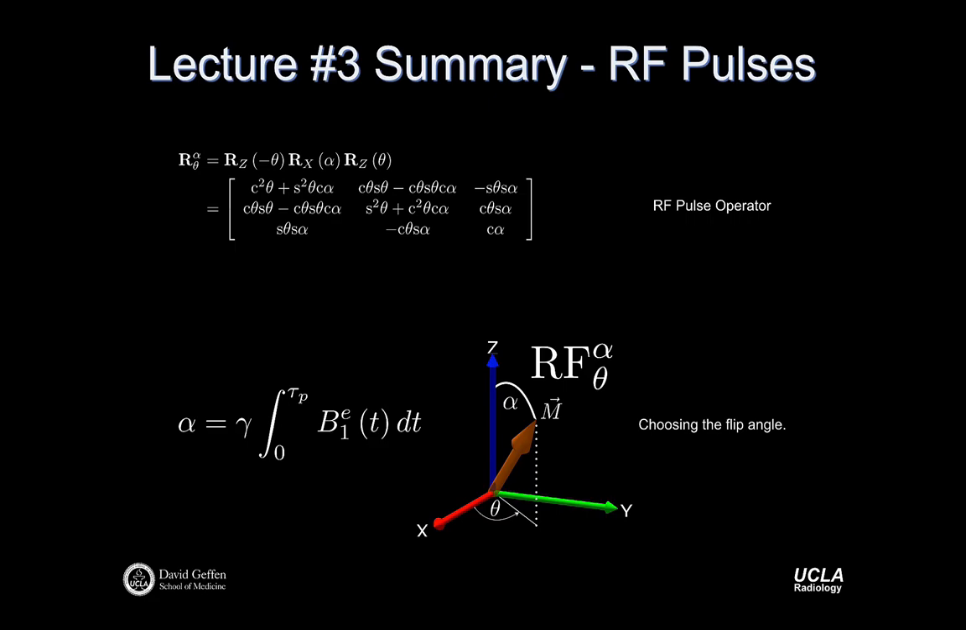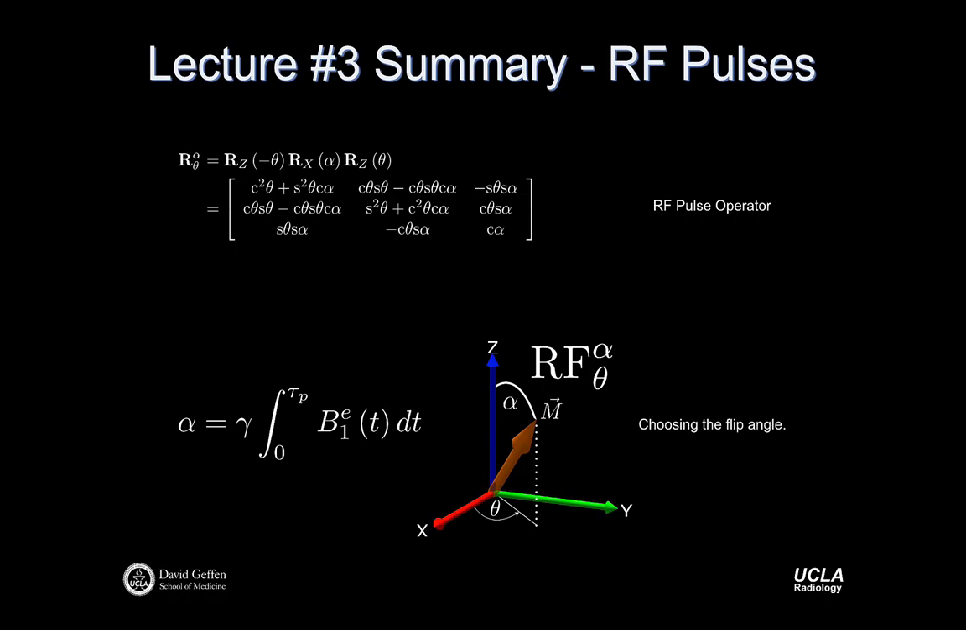pretty simplified matrix here of just zeros and ones and maybe some minus ones. And what that will do is it will take your bulk magnetization and it'll put it wherever it should land at the end of that RF pulse, because the end of the RF pulse is the full alpha, right?